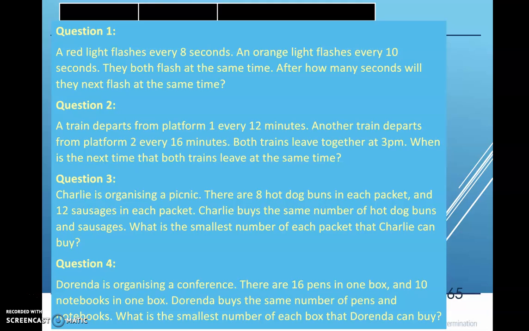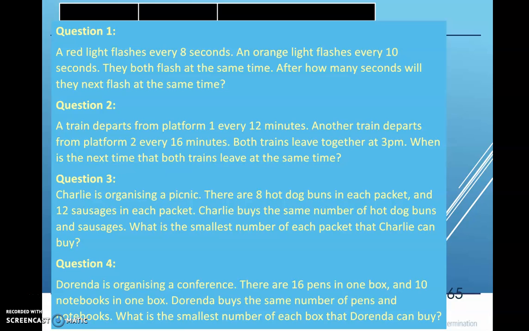And now we have some worded problems. So this is really going to stretch and challenge. So, let's have a look at question 1. So a red light flashes every 8 seconds. There's our first number. An orange light flashes every 10 seconds. There's our second number. They both flash at the same time. After how many seconds will they next flash at the same time?